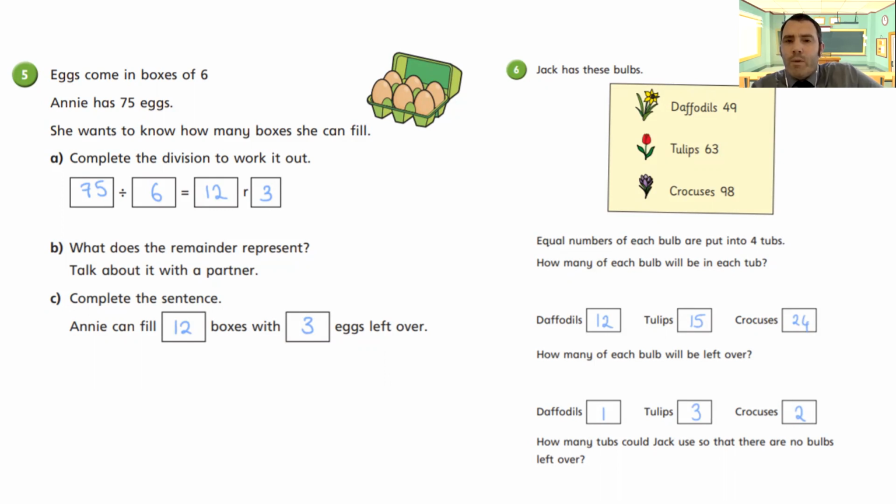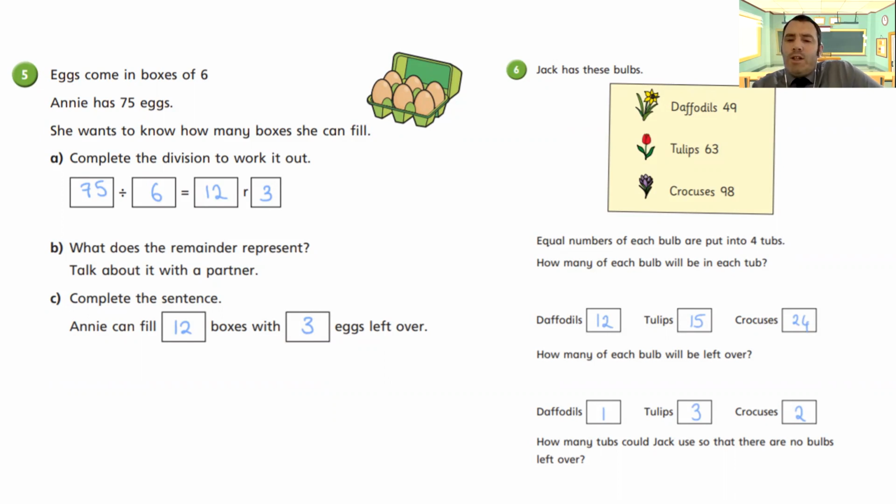Working this through, to work out how many will be left over, we need to know that 12 times 4 is 48. So there'll be 1 daffodil bulb left over. For the tulips, there'll be 15 in each, with 3 left over. So that gives us 60. So 4 times 15 is 60. 63, take away the 60, will give us 3. Crocuses, 24, with a remainder of 2. So 24 times 4 will give us 96 crocuses used, with 2 left over that don't fit into any of the tubs equally.